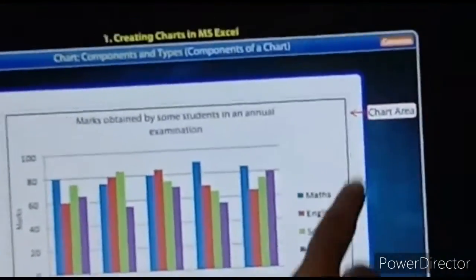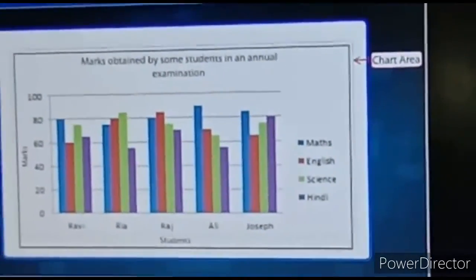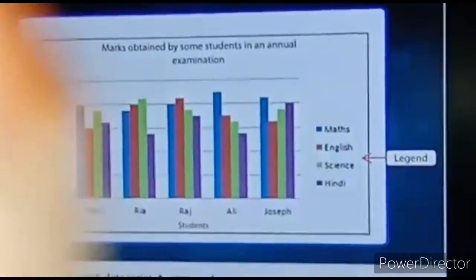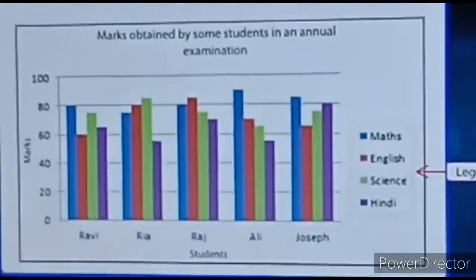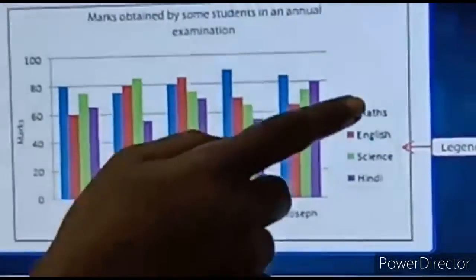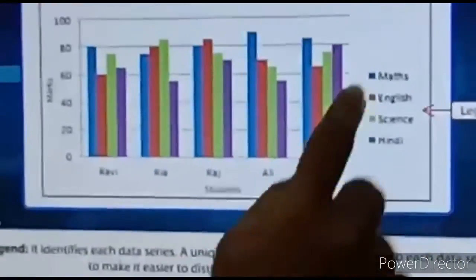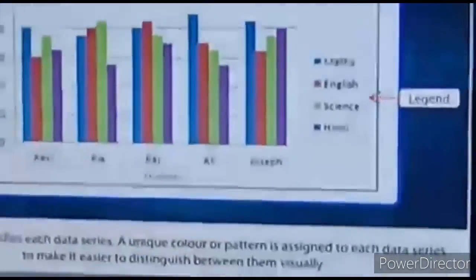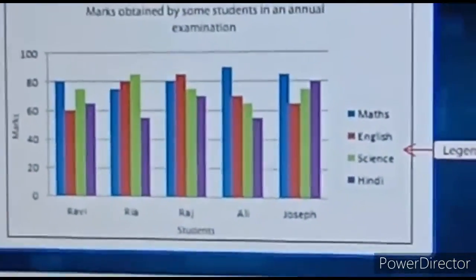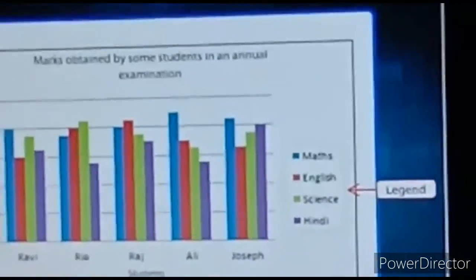This part is what is called the chart area. That means the components which are there within the chart are found in this one. And this is what is called a legend. That means it is each of the data series. Here the data series are Maths, English, Science and Hindi. They have given unique colors for each subject in order to make the user visualize and understand that each color represents a different subject.